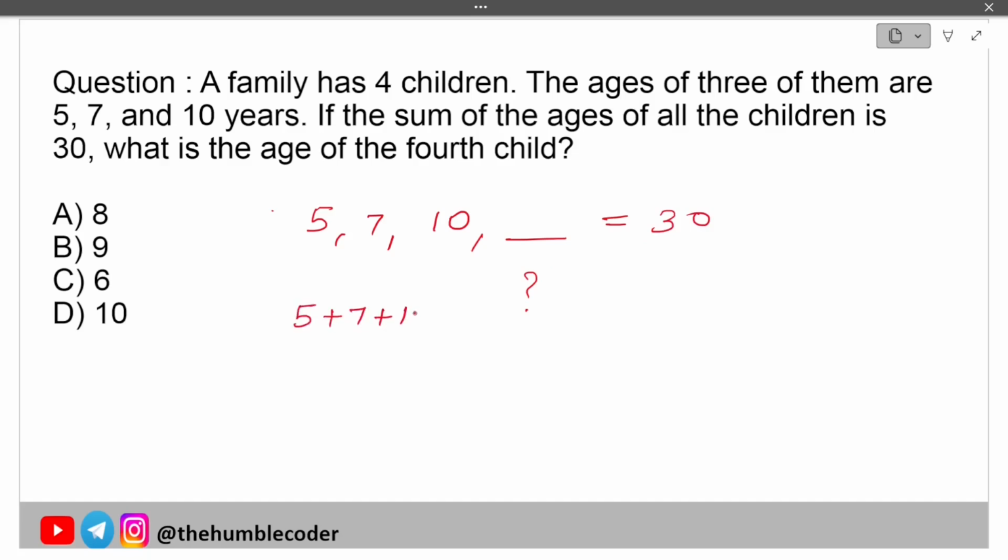So let's try to solve it in this way. 5 plus 7 plus 10 plus x will give us 30. Let's sum them up. 10 plus 7 is 17, plus 5 is 22. 22 plus x is 30. So x equals 30 minus 22, which gives us the answer as 8. So the correct answer will be option A, which is 8.